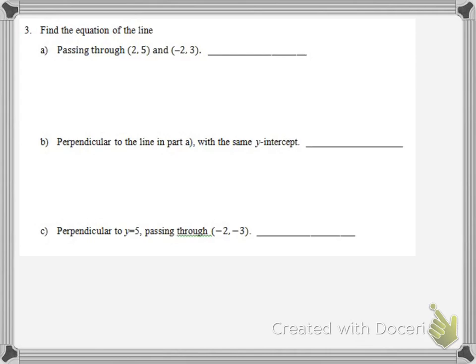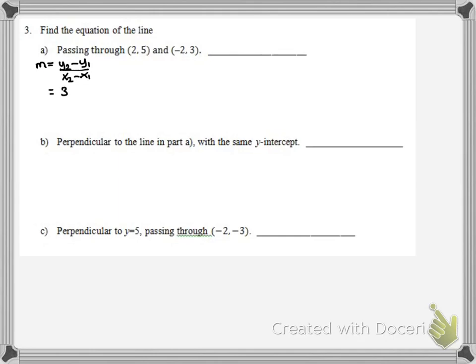Okay, let's look at some lines here. We want the line passing through (2, 5) and (-2, 3). The first thing, or one thing you need for pretty much every line, other than vertical lines, is slope. So the first thing I'm going to do is find slope. Now remember, slope is rise over run, so it's the difference in y's over the difference in x's.